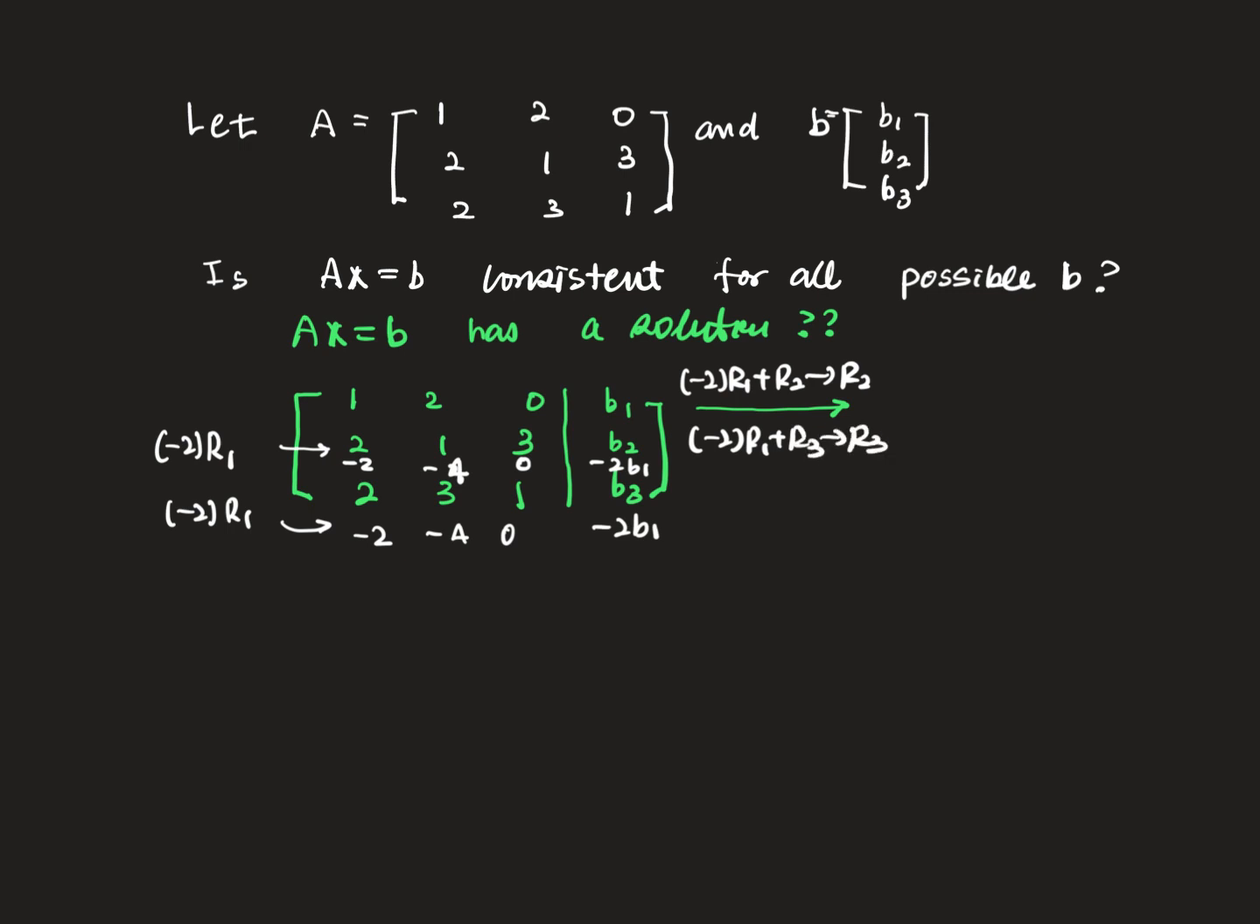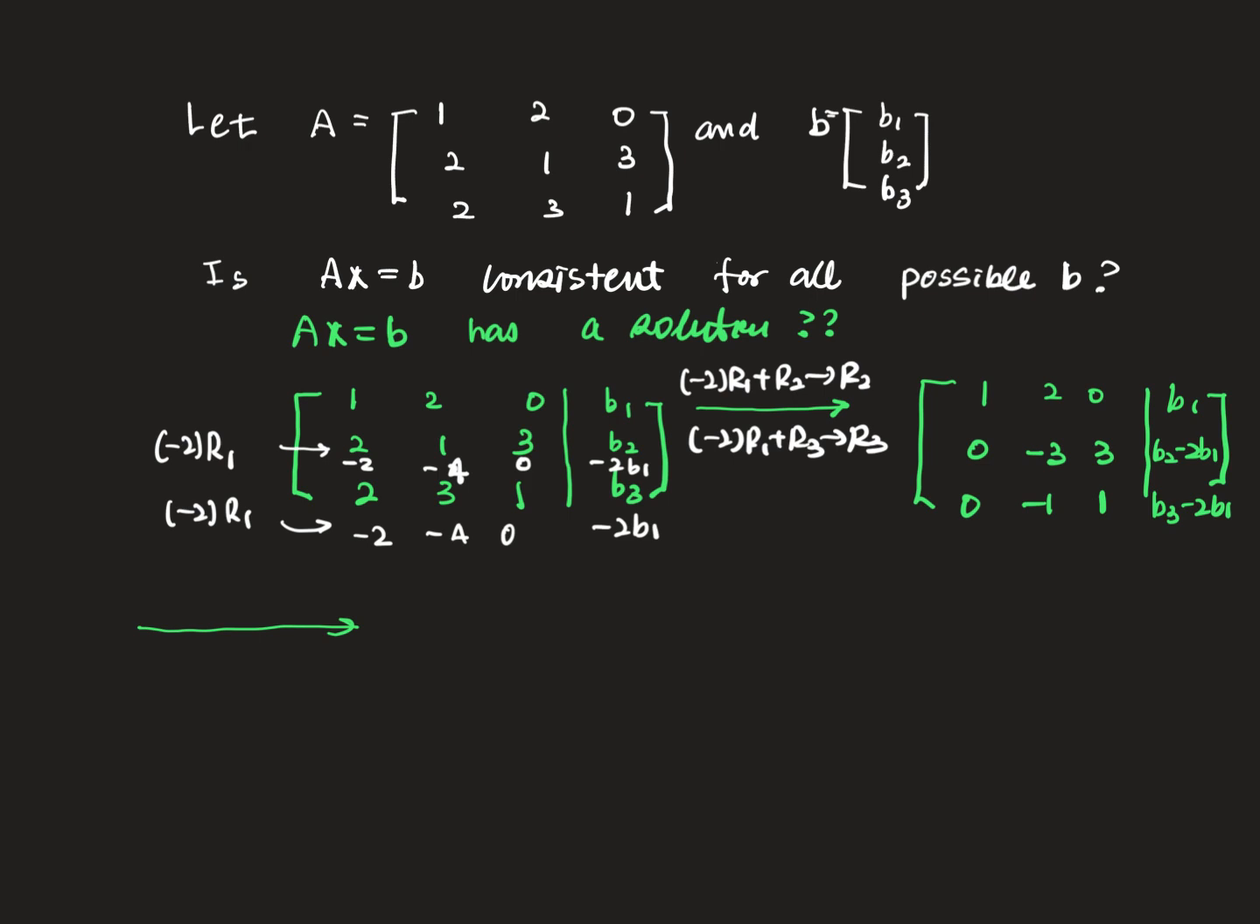So you have the new augmented matrix: 1, 2, 0, B1; 0, negative 3, 3, B2 minus 2B1. How about the third row? 0, negative 1, 1, B3 minus 2B1. Guys, make sense? Okay, go to the next one.